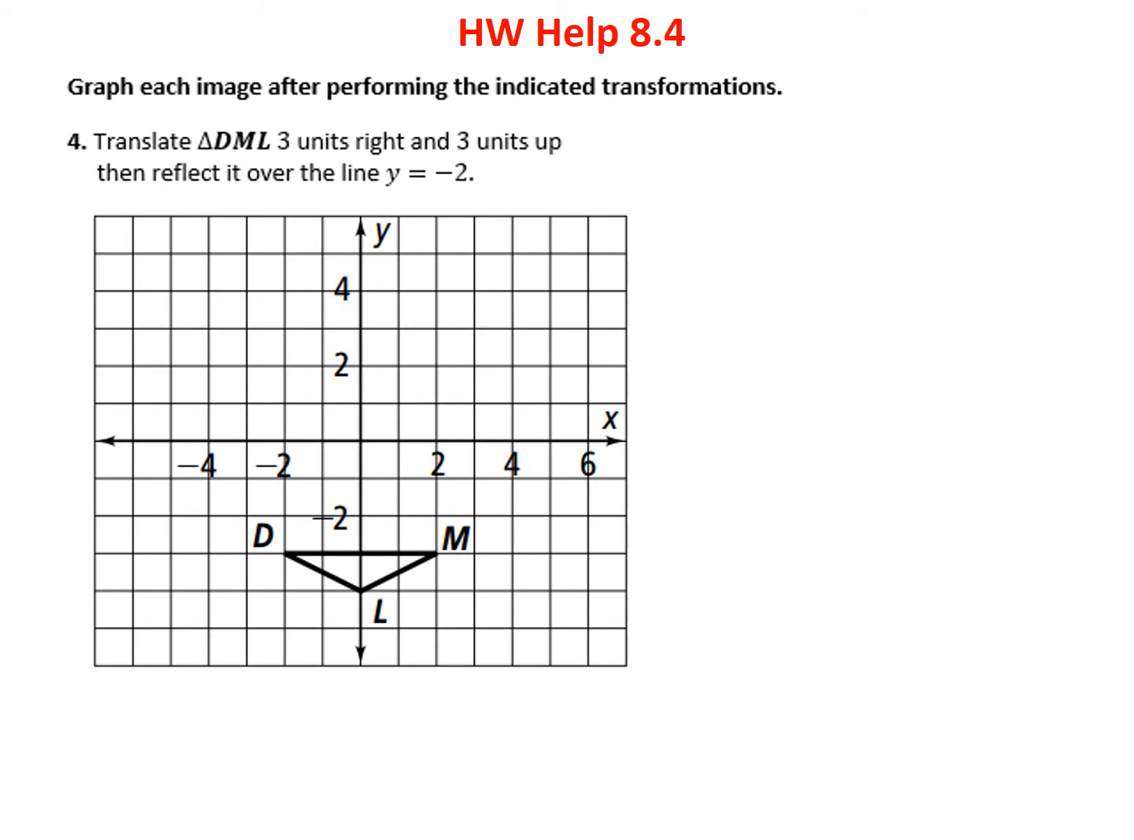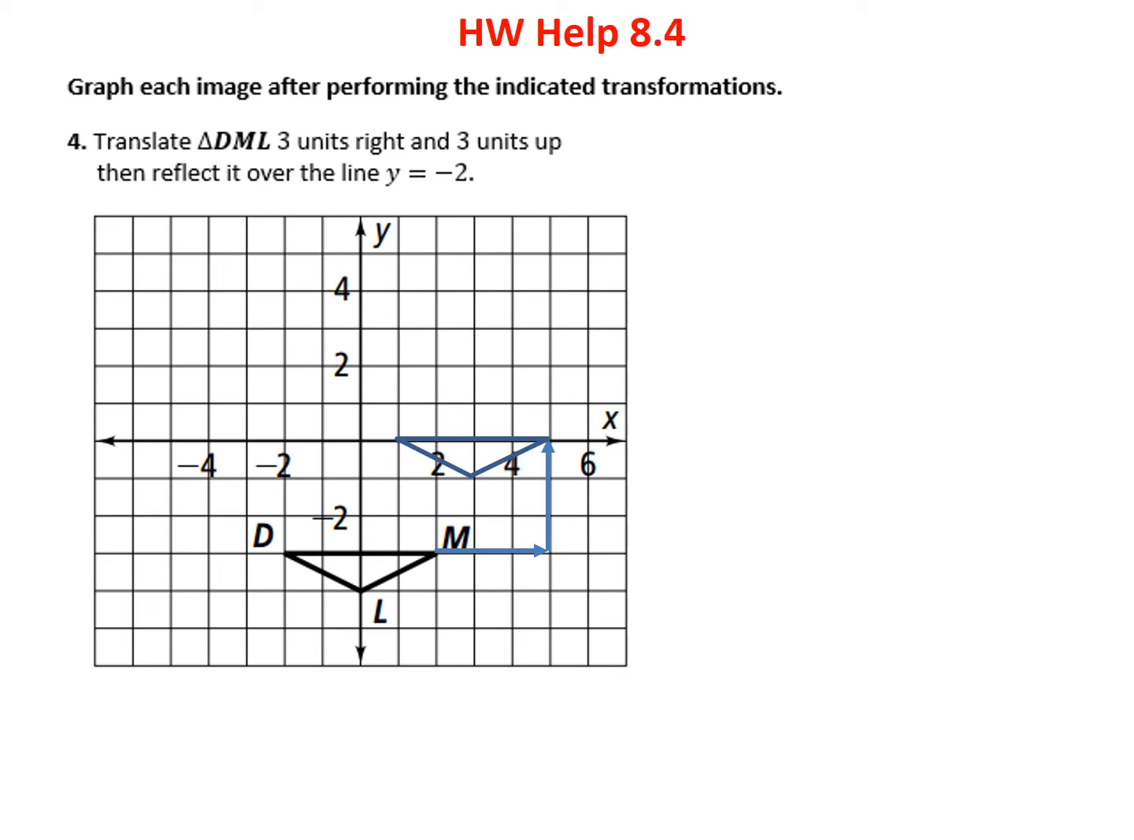Problem 4 asks us to translate the triangle 3 units right and 3 units up, and then reflect it over the y equals minus 2 line. So let's do the translation first. Pick a point, go over 3 and up 3, and there's our point. And notice I could do that for all the lines, but I can see my whole triangle is just going to translate up 3 and over 3.